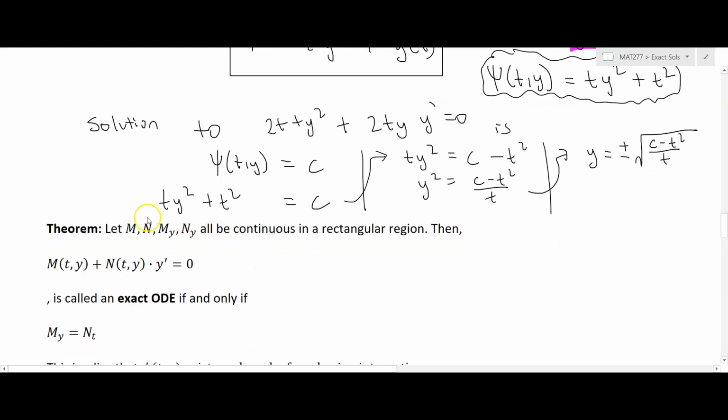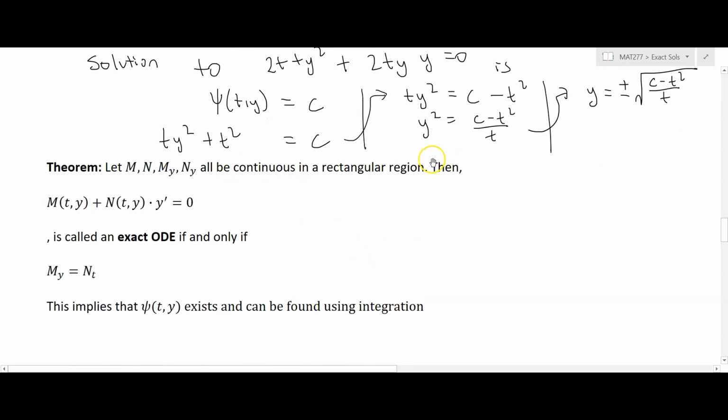So let M, N, the derivative of M with respect to y, and the derivative of N with respect to y, all be continuous in a rectangular region. We're not going to dwell on this component here. What this basically boils down to is there's got to be some values of t and y surrounding a point for which these functions are all continuous. We're not going to get into that here, but that is an important piece of the conjecture.